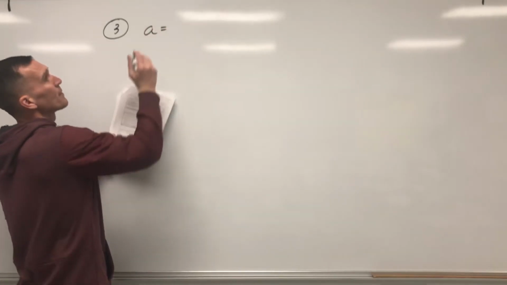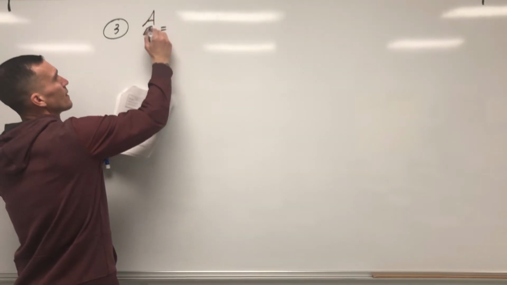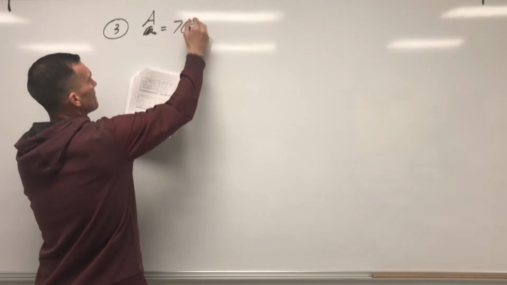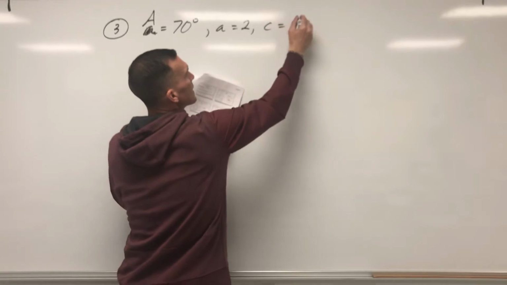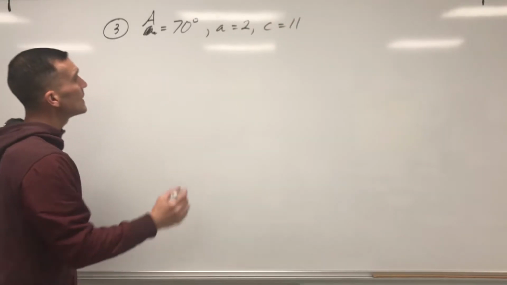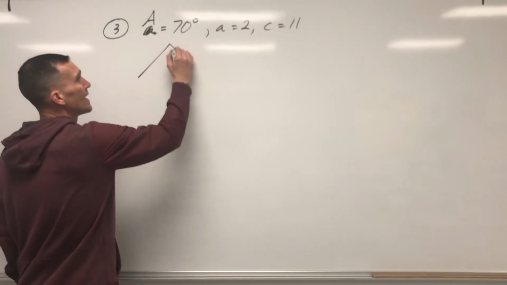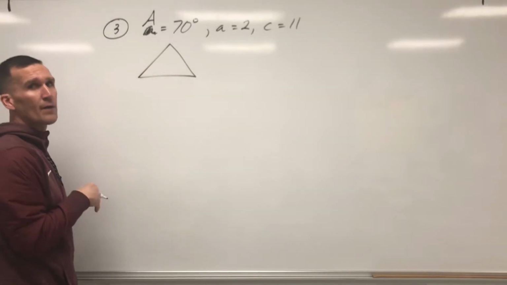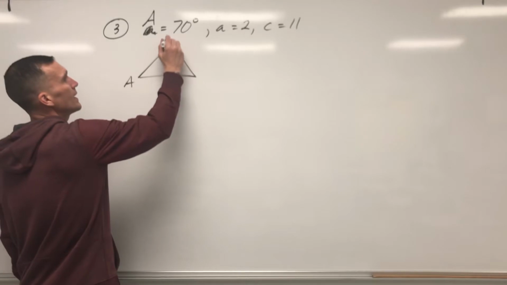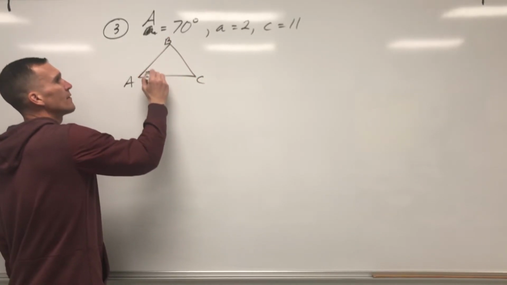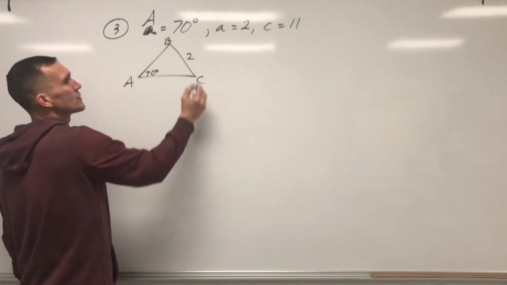So when we look at number 3, that should be a capital A, everybody. Capital A is 70 degrees. Little a is 2, and little c is 11. Well, again, I draw an equilateral triangle, which is not true at all. It's just how I like to set things up so I see the combos. And I got A, B, C. A is 70 degrees. Little a is 2.